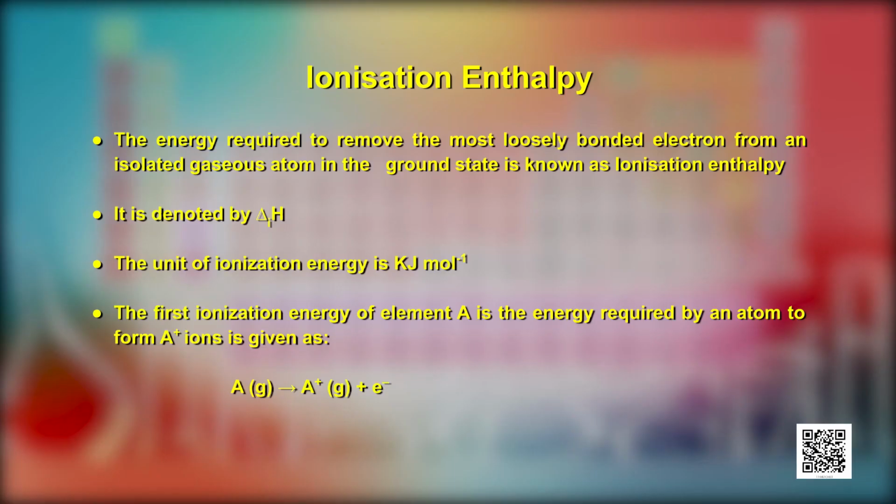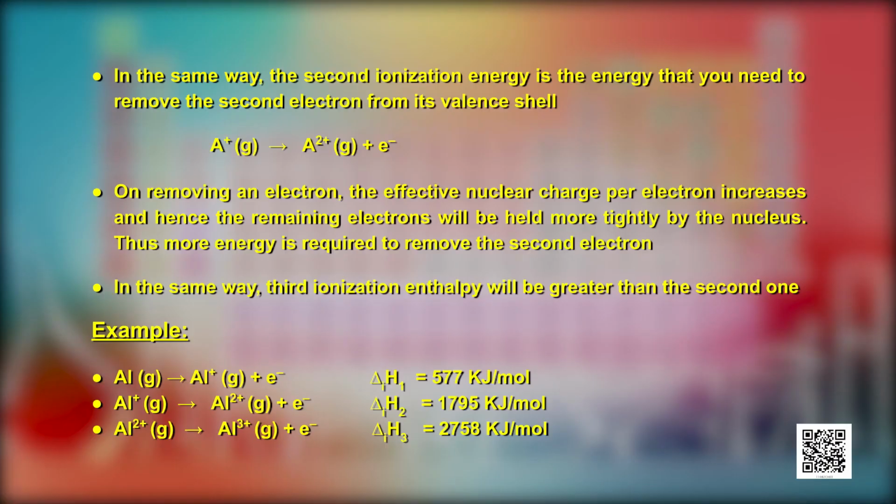Thus, the energy required to remove the most loosely bonded electron from an isolated gaseous atom in the ground state is known as ionization enthalpy. It is denoted by delta IH and is expressed in kilojoules per mole. The energy required to remove the first, second and third successive electron from an atom is called the first, second and third ionization enthalpy respectively.